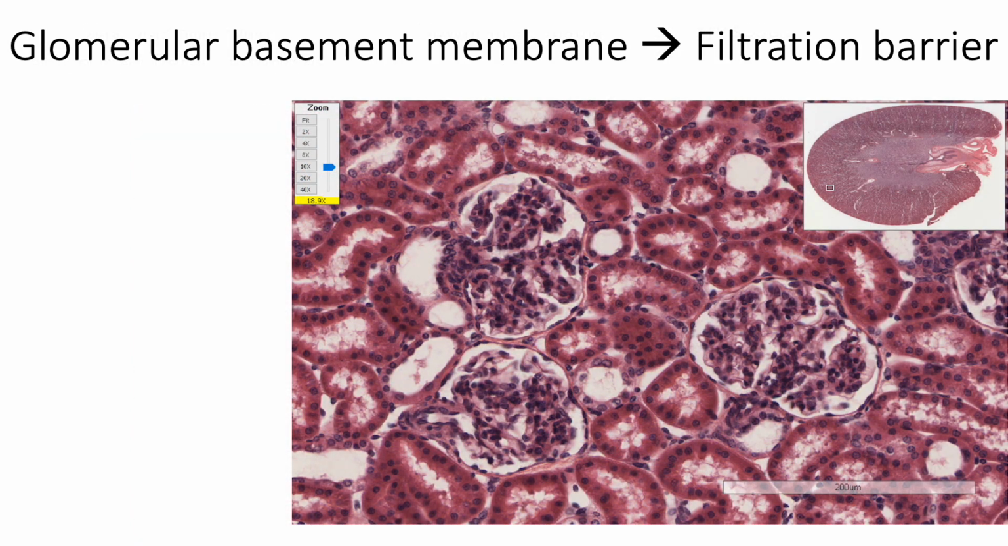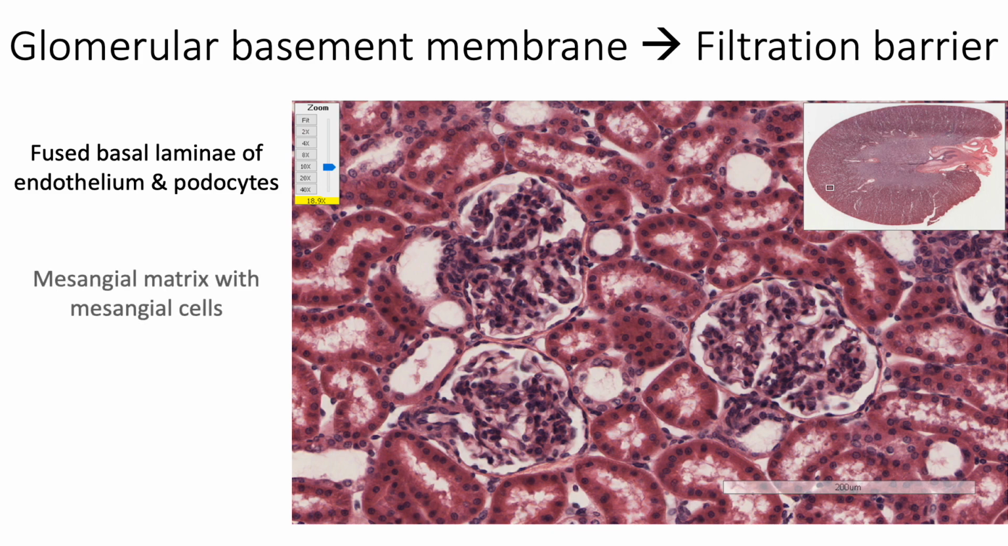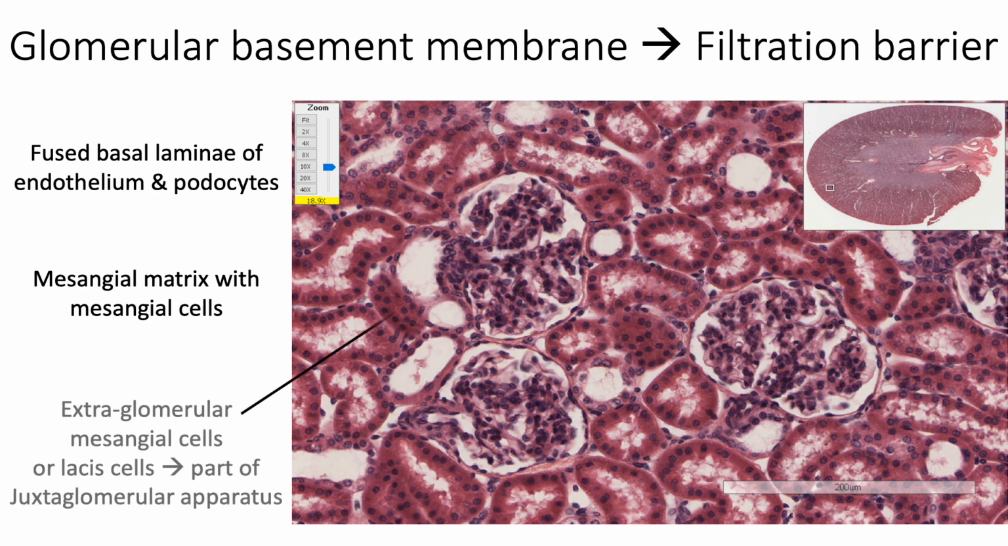Glomerular basement membrane forms the filtration barrier. It is made up of fused basal lamina of endothelium and basal lamina of podocytes. Its interior is filled by delicate mesangial matrix with a few mesangial cells, and these mesangial cells have both phagocytic and contractile properties. Few extraglomerular mesangial cells, otherwise called Lacis cells, are also found at the vascular pole, and they form a part of juxtaglomerular apparatus.